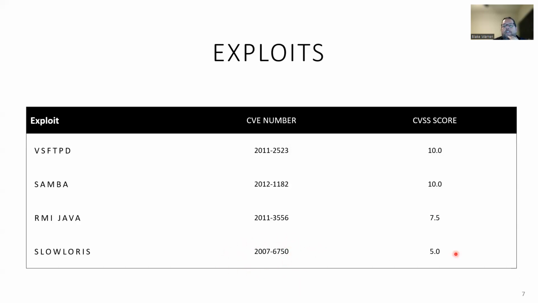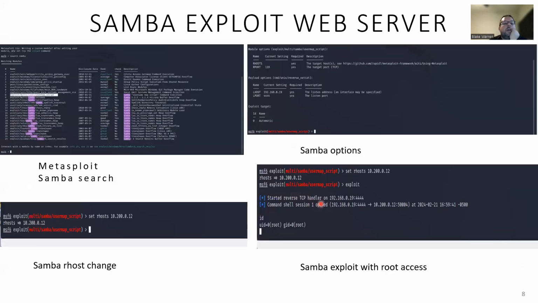You can see right here the score is lower, and that's because this is an impactful attack, right? But it's not giving you root access on the system. So the score is not quite as high as some of these ones that give you root access on your system, on your server. All right, so here's the first one I want to talk about, the Samba exploit.